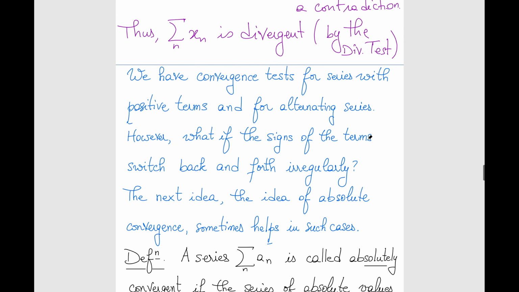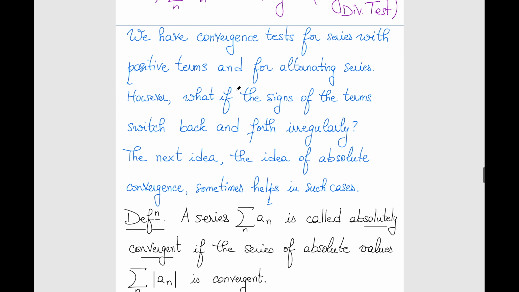All right, so let's look at this next discussion in blue here. So far we have convergence tests for series which have positive terms, as in the previous sections, and for series whose terms alternate in sign. However, what if the signs of the terms do not switch back and forth in a regular way, like the alternating back and forth? How about they don't alternate, but they still go back and forth between positive and negative, without pattern, in an irregular manner?